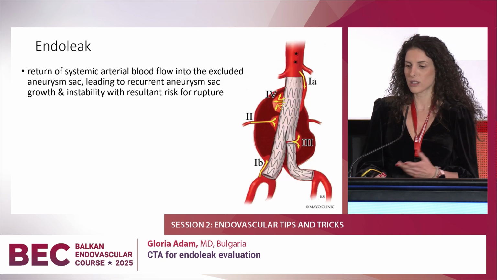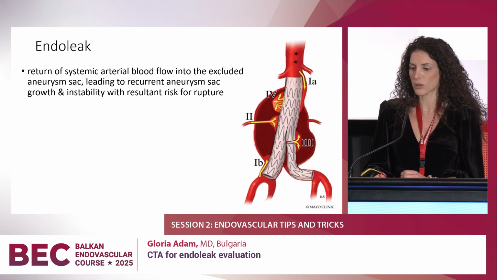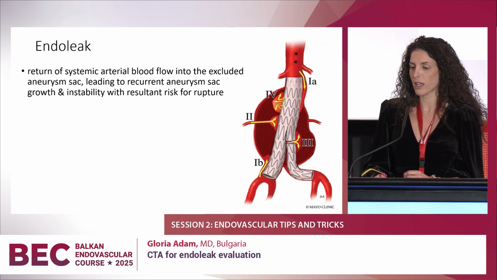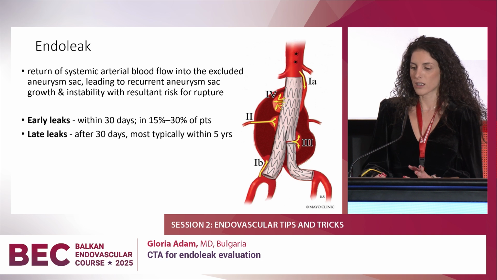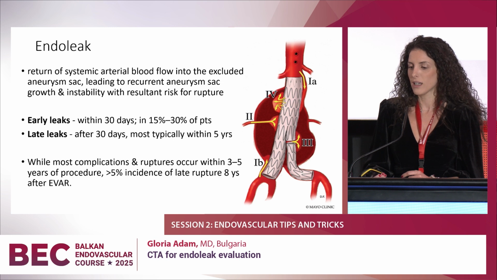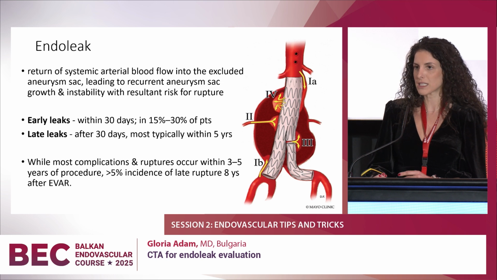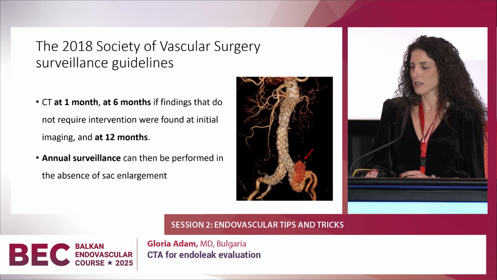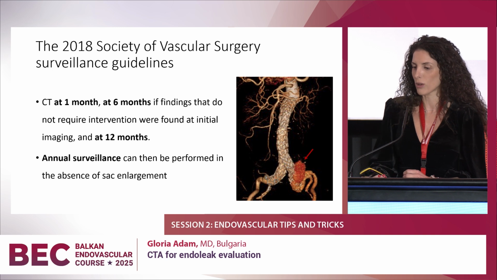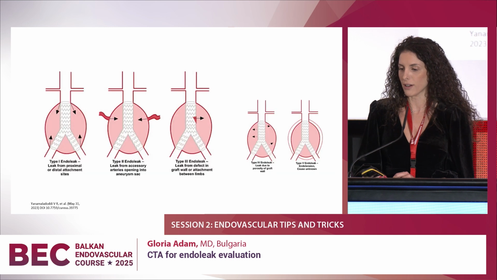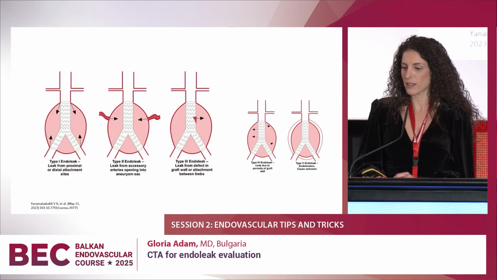Endoleaks, what is an endoleak? The return of systemic arterial blood flow into the excluded aneurysm sac, which can lead to enlargement of the sac, more pressure over the wall, and the risk for rupture. There are early leaks and late leaks, early within 30 days and late after 30 days. Most complications happen within the first 3 to 5 years, but there are also cases after the 5th year. That's why there is importance for CT to follow up at 1 month, 6 months, 12 months, and even annual surveillance after EVAR. There are 5 types of endoleaks.